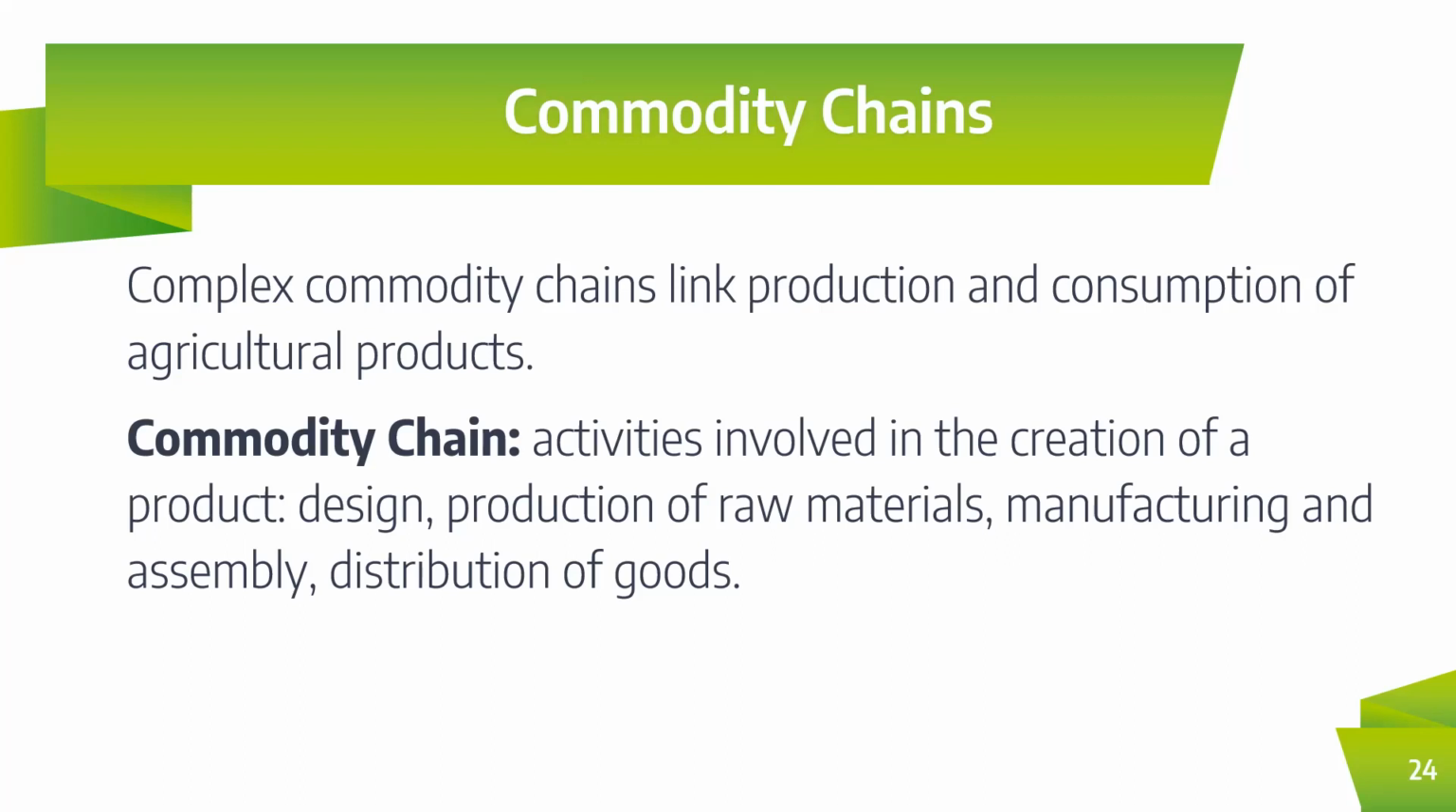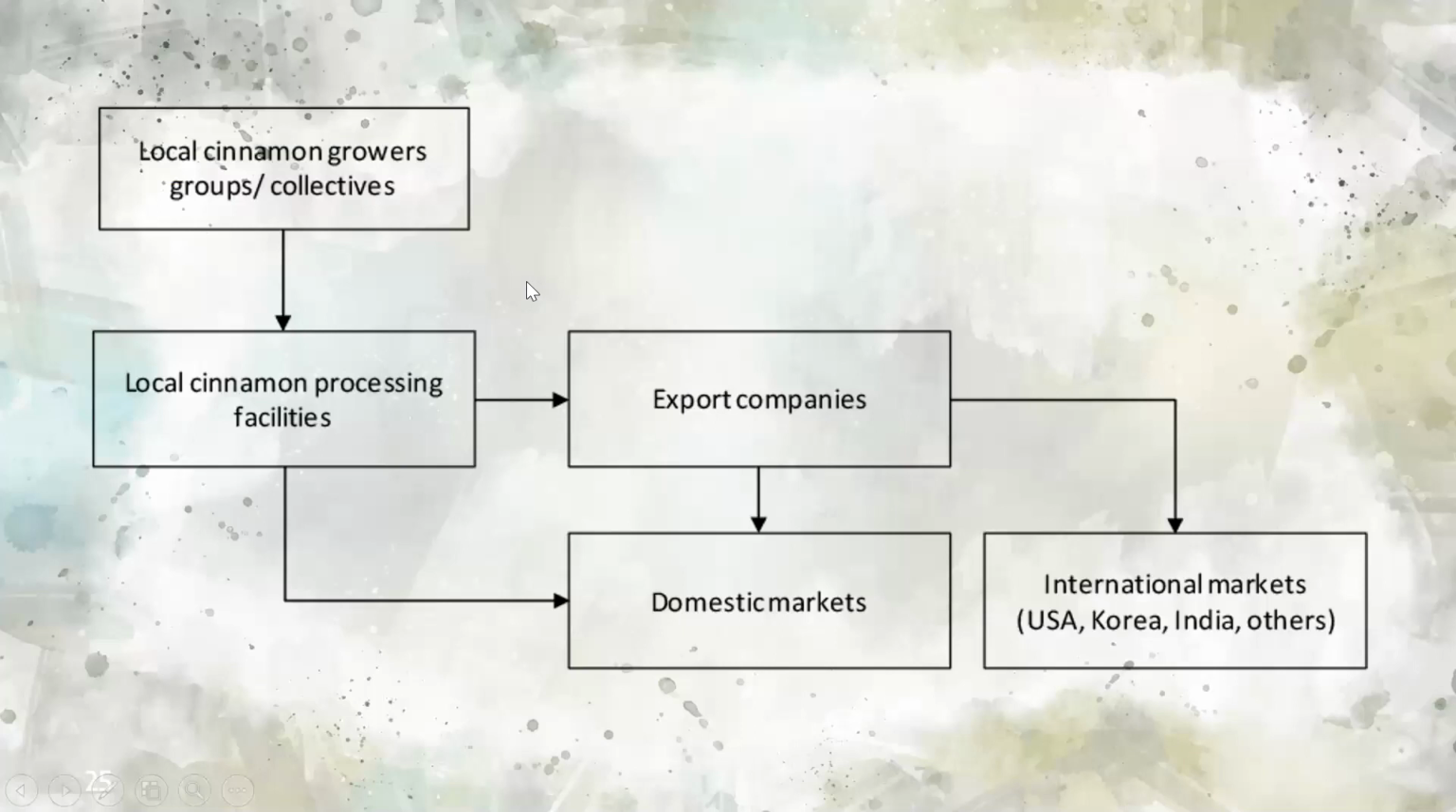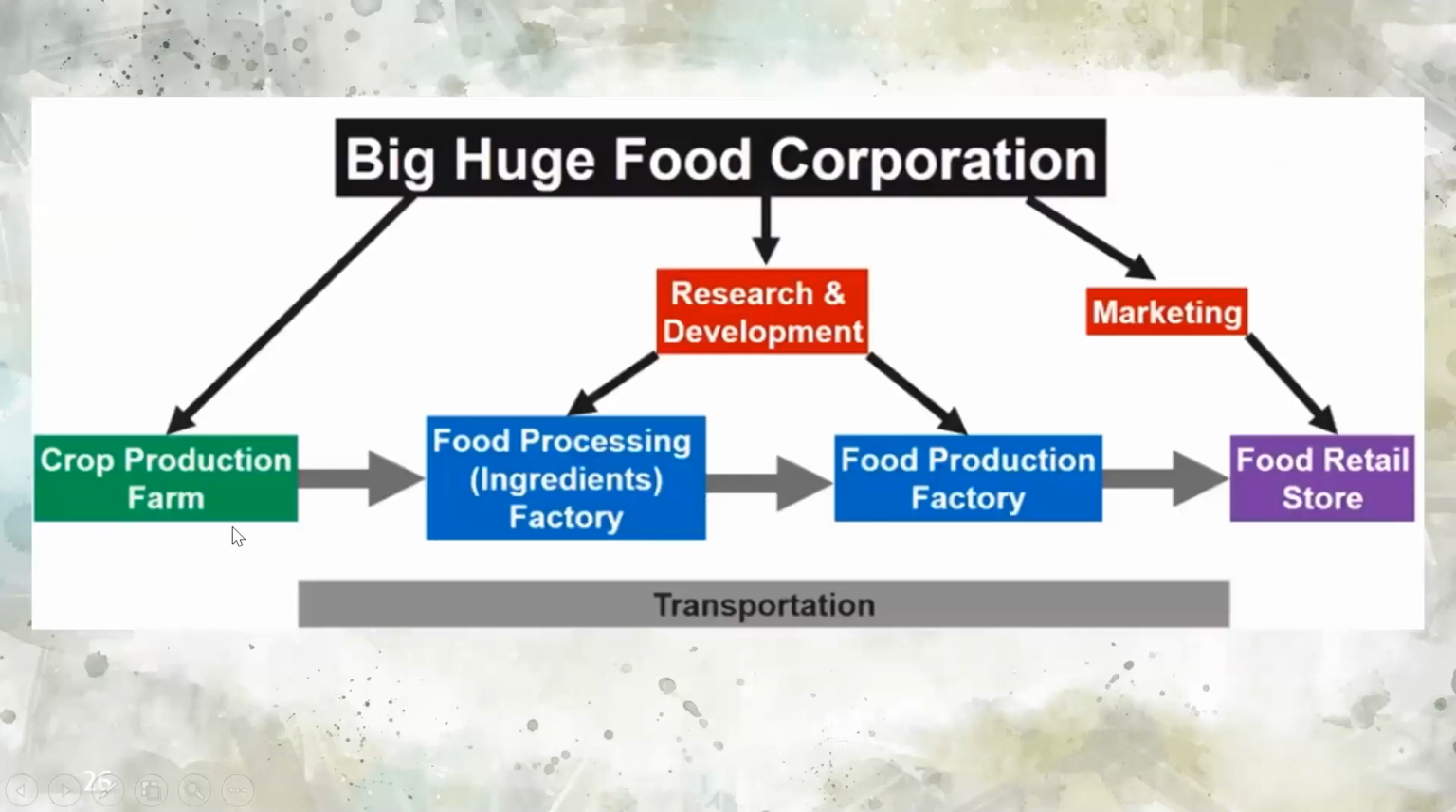It's all kind of as it states here, a complex chain. So here's one way to look at it: local cinnamon growers, or groups, or collectives, goes towards facilities. It might go to export companies into domestic markets or international markets, or it could be this: it starts off at a farm.